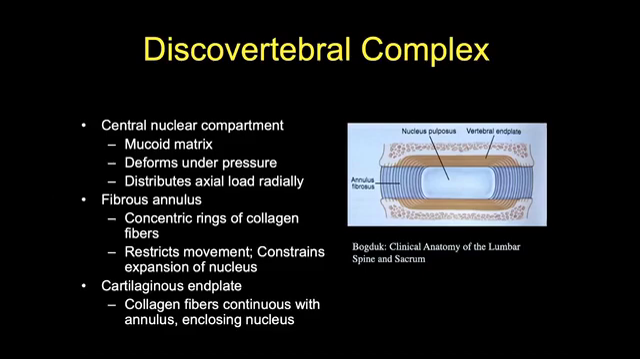There is a cartilaginous end plate, which is basically the biochemical and nutritional interface between the disc and the rest of the body, because it sits between the disc and the bone marrow, which is highly perfused. It has collagen fibers continuous with the annulus and enclosing the nucleus, but it is composed of hyaline cartilage.